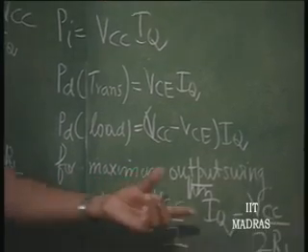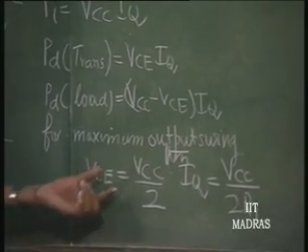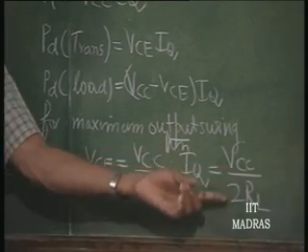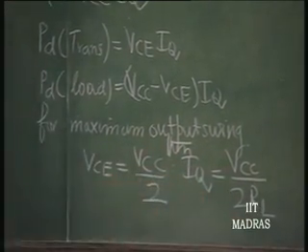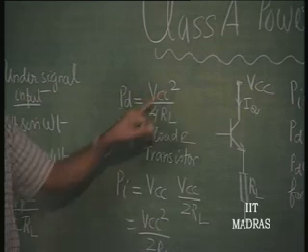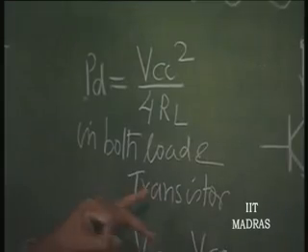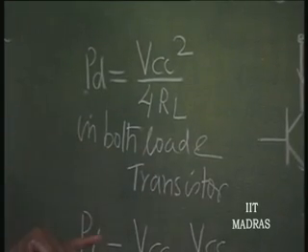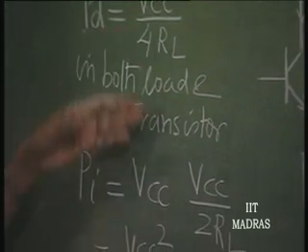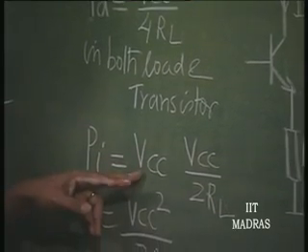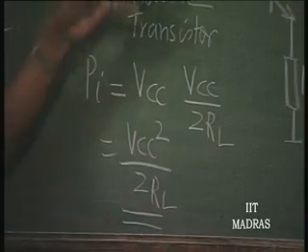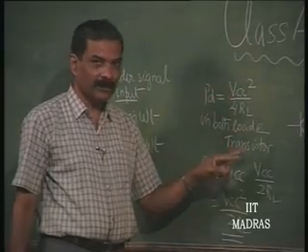For maximum output swing, on the other hand, we wanted to make VCE equal to VCC divided by 2. Then IQ becomes equal to VCC by 2 RL. And in this situation, Pd is going to be VCC squared by 4 RL in both load and transistor. This is DC power dissipated both in the load and the transistor. Ultimately, Pi is the sum of these two powers, which is supply voltage into quiescent current, and that is VCC squared by 2 RL. Half of it gets dissipated in the transistor, half gets dissipated in the load.